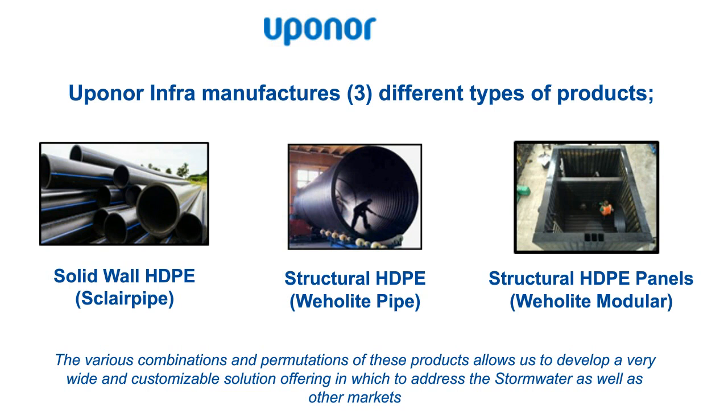The structural HDPE pipe, which was a unique offering by KWH, allows us to do high volumes but lower pressures. So it allows us to really look at the market space of what is the most economical offering to put forward, and that we classify as our Weholite pipe. Examples of the Weholite pipe would be in gravity, stormwater drains, as well as using them in hydroelectric for penstocks, the conveyance of water or wastewaters.